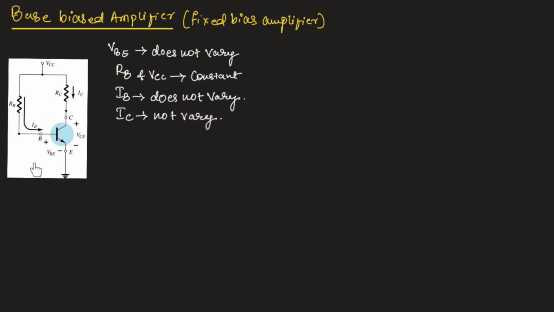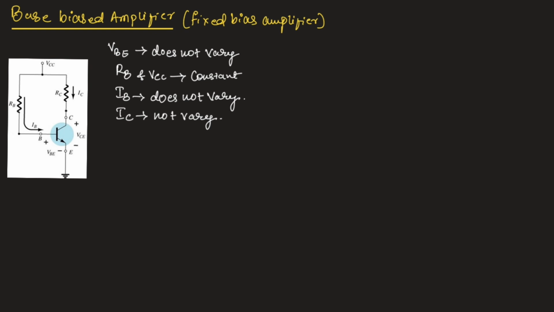So in this type of biasing, since the voltage VBE does not vary and the resistor RB and VCC is constant, then the current IB will also not vary. If current IB doesn't vary, then the current IC will also not vary. Such type of biasing is known as fixed bias amplifier.